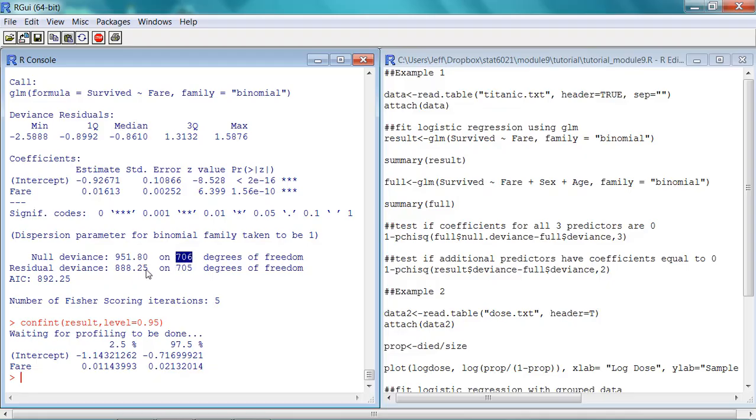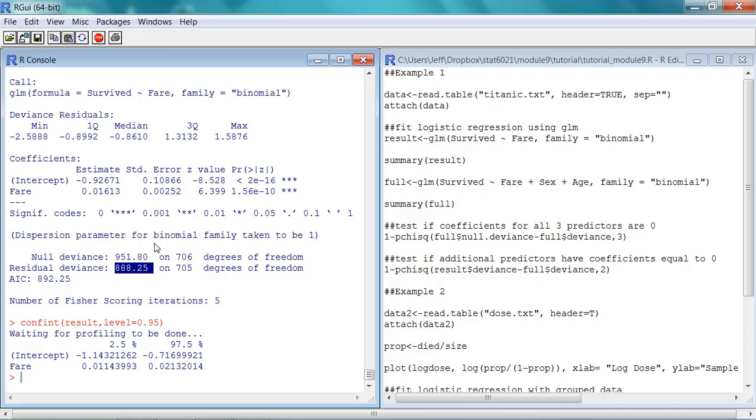The residual deviance is basically the residual sum of squares of our specific model. Degrees of freedom is n minus the number of parameters, which is 2, because we have one intercept and one predictor. So this is analogous to the residual sum of squares for our model. Obviously, the smaller this is, the better.